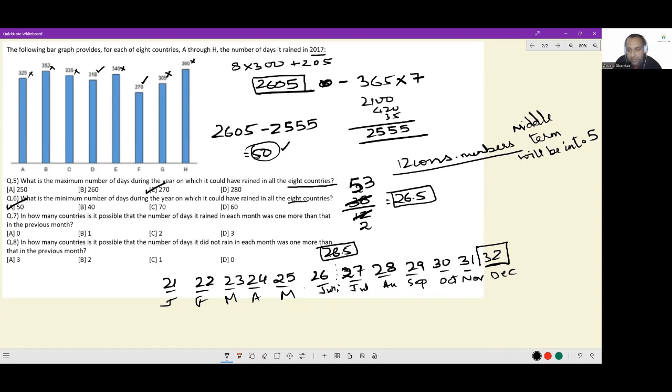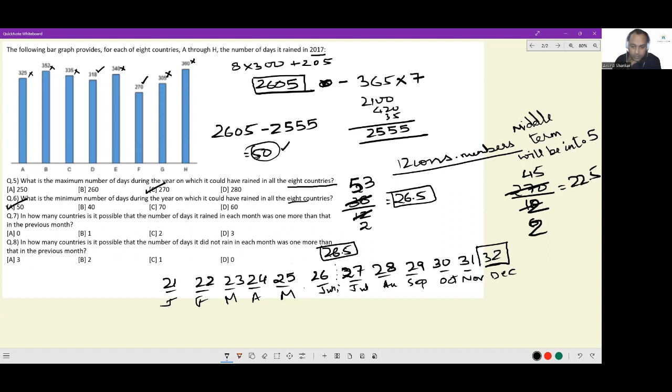The other case was 270. 270 divided by 12. I divide it by 6, I will get 40. If I divide it by 6, I will get 2. I divide it by 6, I will get 45, which is equal to 22.5.